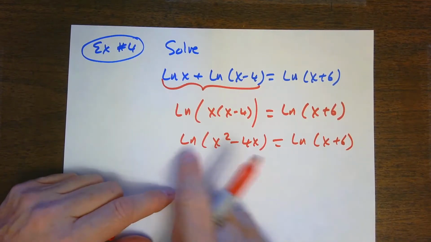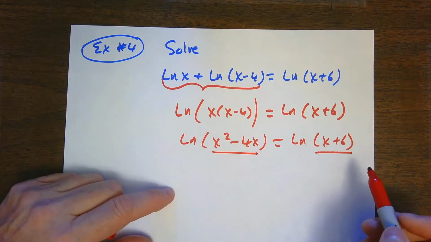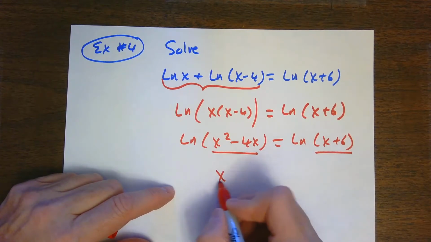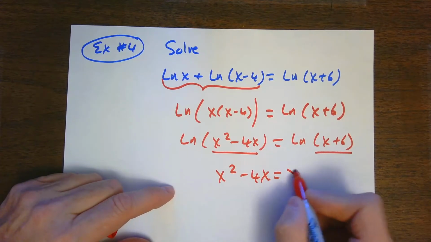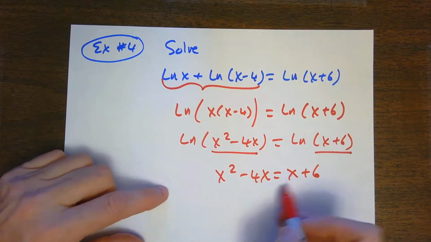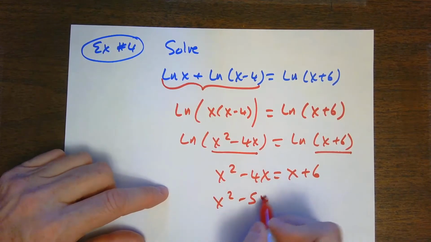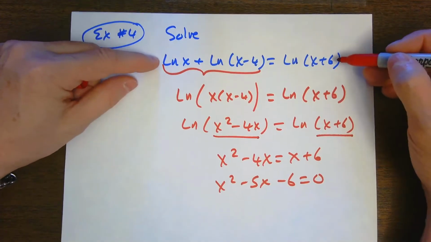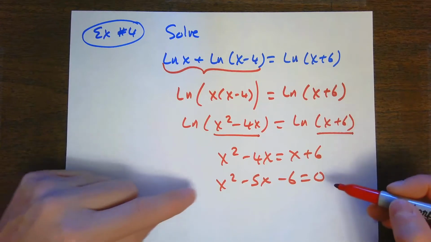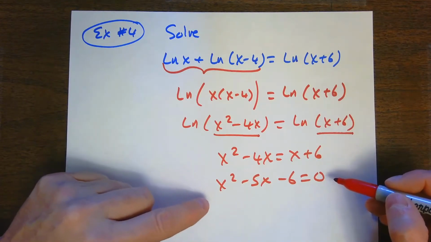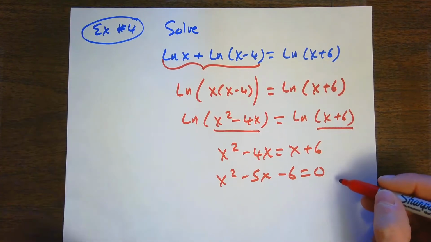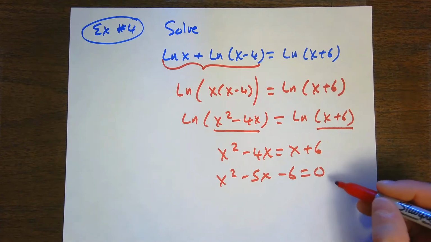Now look at what I've got. The natural log of this equals the natural log of that. If the natural log of this equals the natural log of that, then doesn't this have to equal that? x squared minus 4x equals x plus 6. Subtract x from both sides, subtract 6 from both sides, and again, this very difficult, confusing logarithmic equation boils down to a nice, well-behaved quadratic. And what's more, this is nice and easily factorable. If it wasn't factorable, what would we have to do? Well, we'd have to use either completing the square or the quadratic formula.